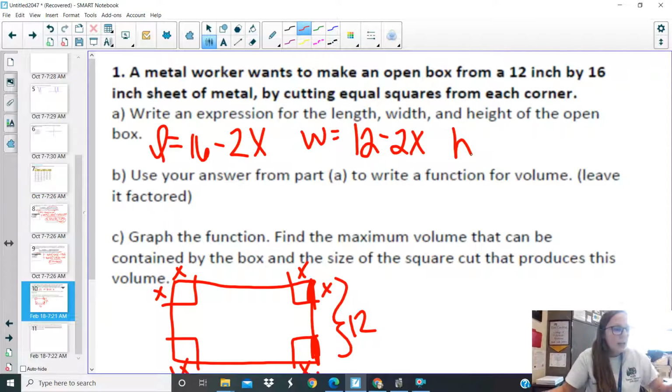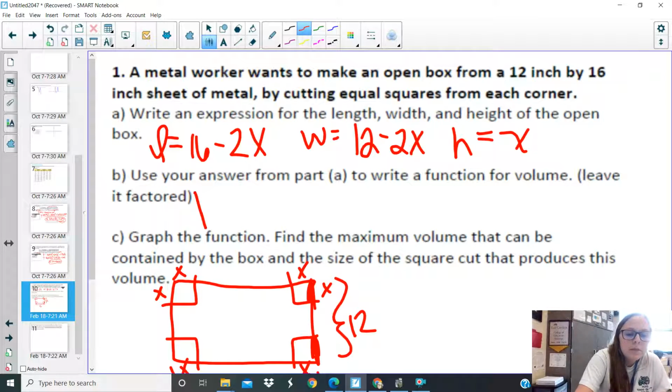And then our height, if you look at my makeshift box again, the height is the amount that we're able to fold up. So the amount that's being folded up here is going to be the same amount that you're cutting out on the corners. So the height is just going to be X itself. So height equals X. Then we want to write a function for volume for that.